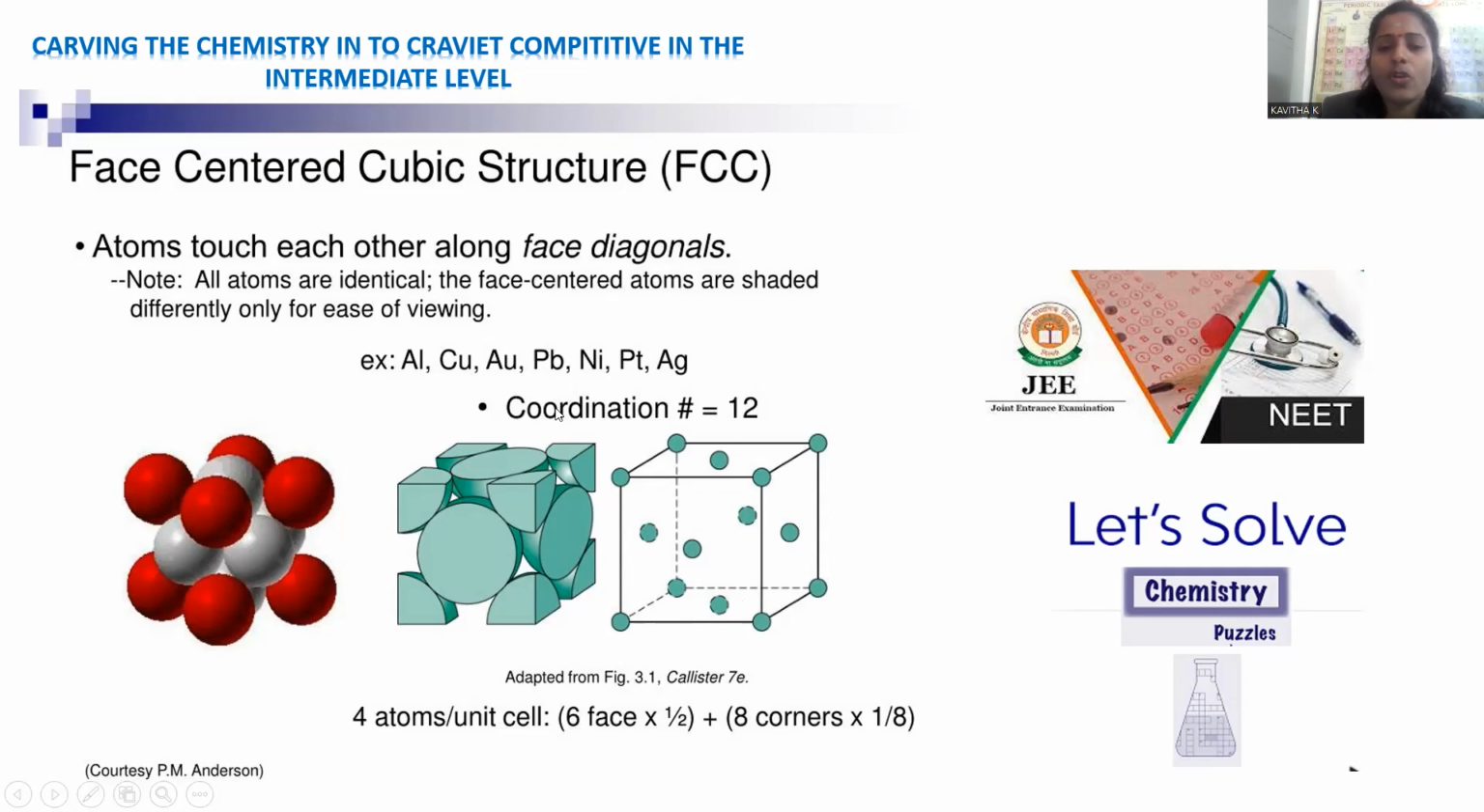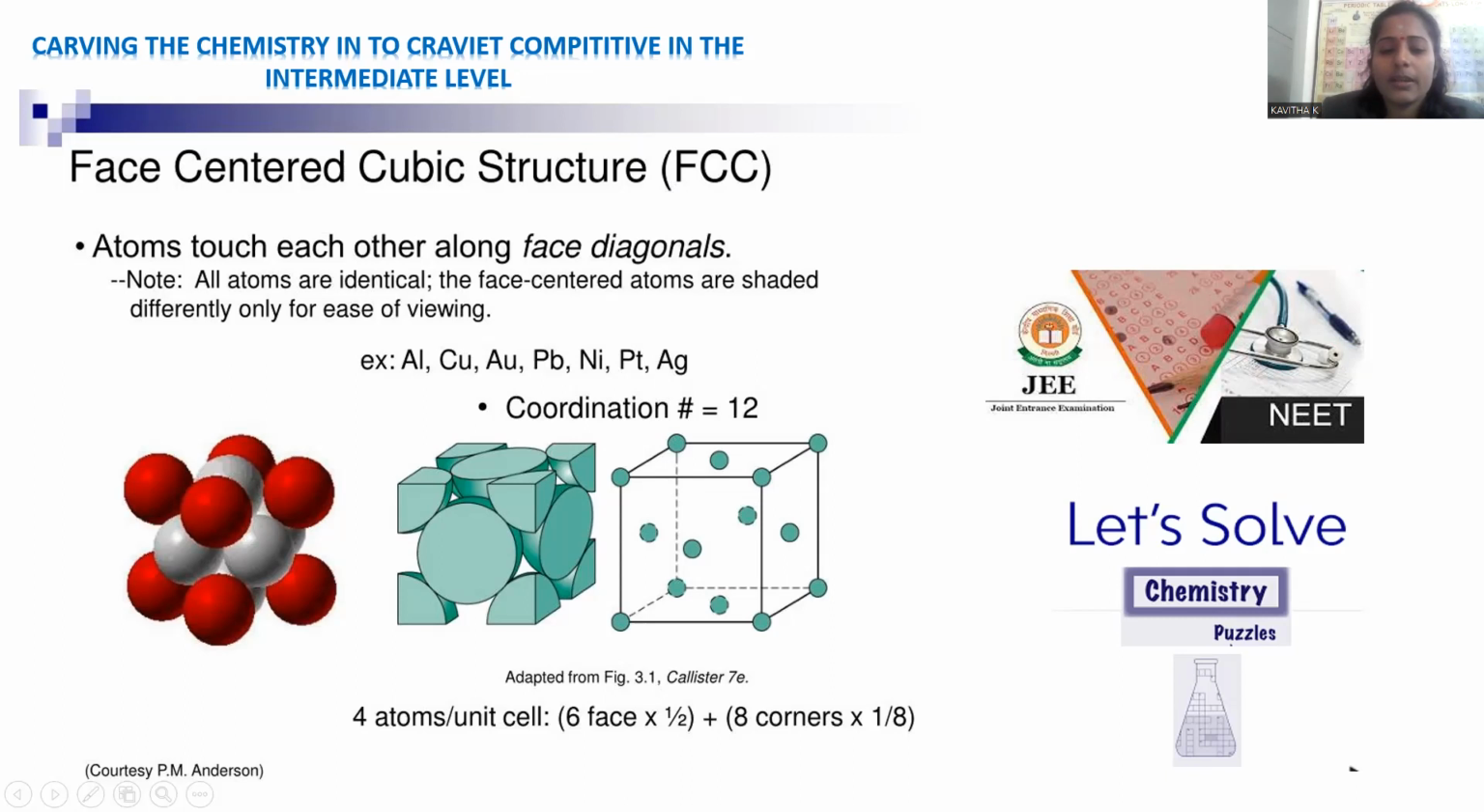Moreover, the coordination number for this kind of face-centered cubic will be 12, right? Coordination number means the number of bonds around the central atom. That is provided with the coordination number 12. And the metals including aluminum, copper, gold, lead, nickel, platinum, silver are able to give the geometry of face-centered cubic.